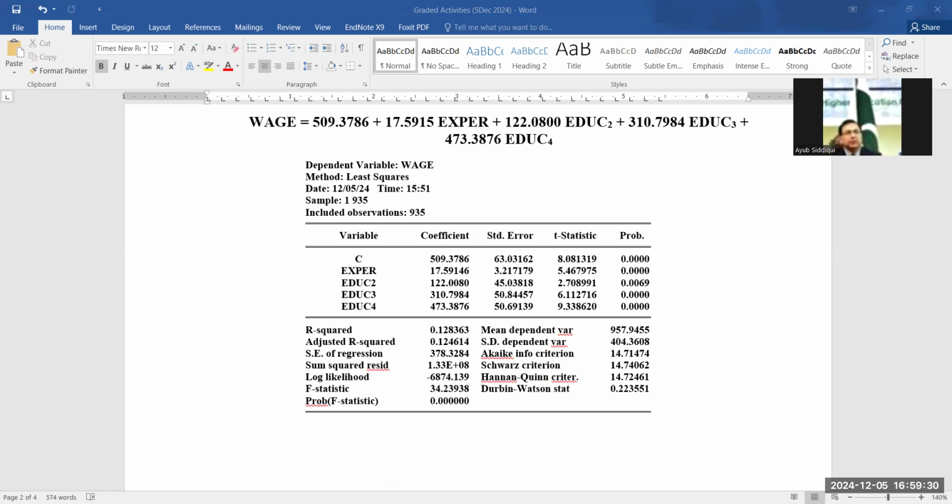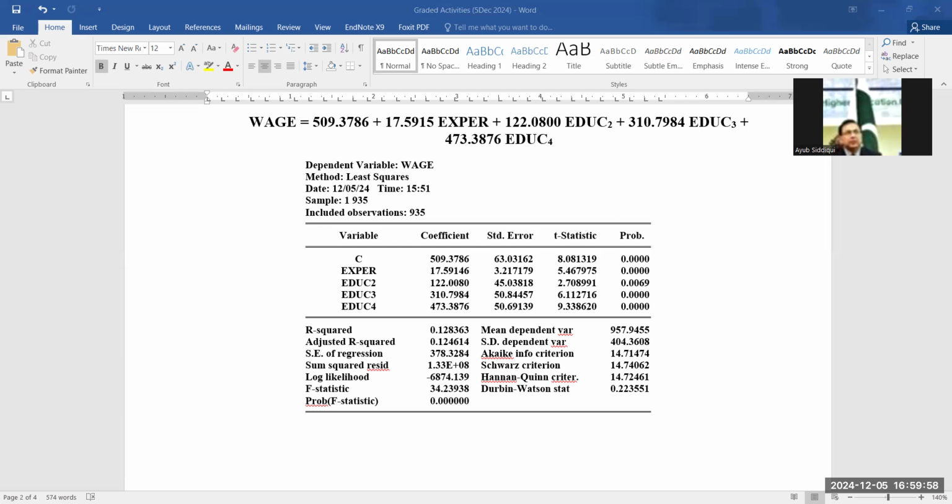Each additional year of work experience increases wages by 17.59, or rounding it off, 17.60 units, holding other variables constant. Now moving on to the levels of education, where primary education is used as a reference point. So each education category's earnings or wages will be compared with the primary education category's earnings.